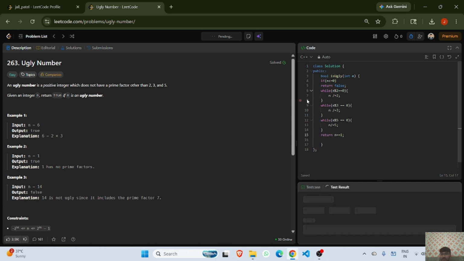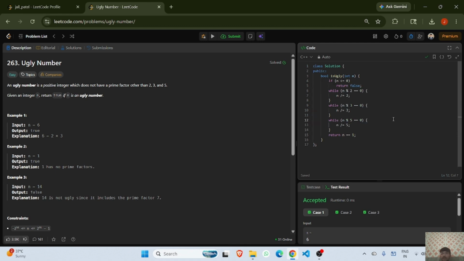Let's check whether it is perfect or not. Yes, the code seems to be perfect. Now I am explaining the code line by line. First we check if n is positive or not. If n is negative, then we directly return false.